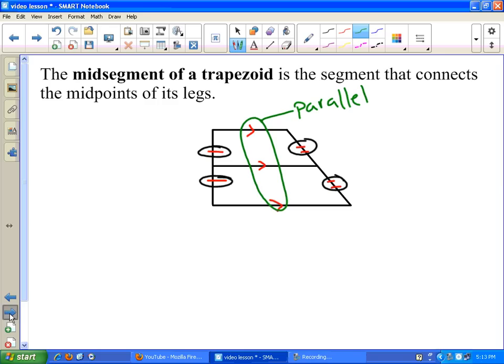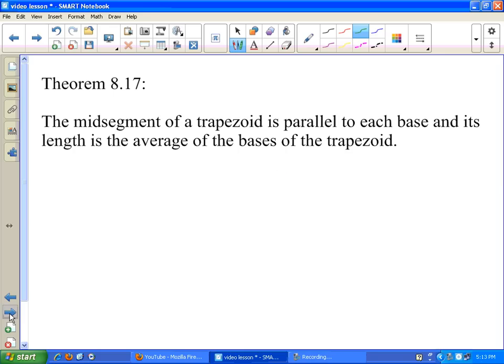So we get to our first theorem today. Make sure you write this down into your theorems. Theorem 8.17. The mid-segment of a trapezoid is parallel to each base, and its length is the average of the bases of the trapezoid. So to find that length, all we would do is base 1 plus base 2 all over 2. That's going to equal our mid-segment. I'll give you a couple seconds to write this down. You might need to press pause.